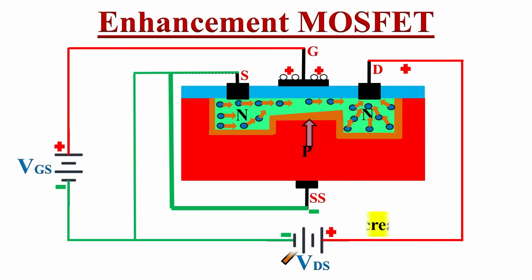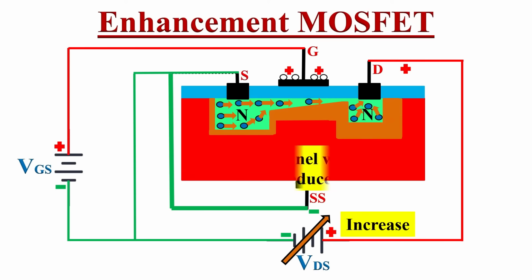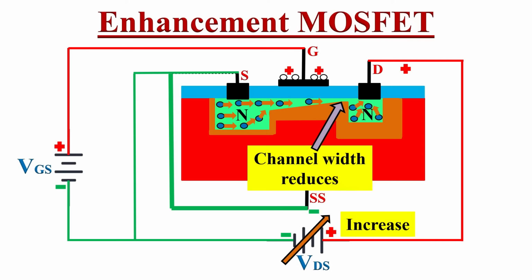But as we increase this voltage VDS, due to the positive voltage at the drain terminal, this PN junction will get more reverse biased. So the depletion region between the drain and substrate will increase. Also the width of the channel is reduced towards the drain side. Now due to this narrow gap of the inversion channel, there is a restriction of flow of charge carriers through it. Hence the current flow will reduce.